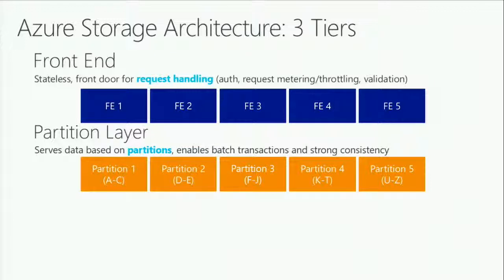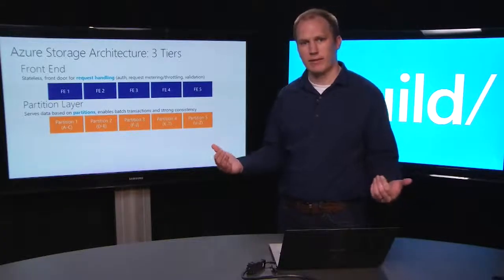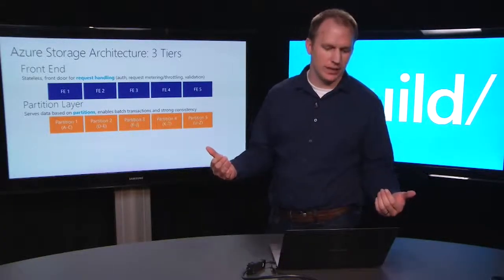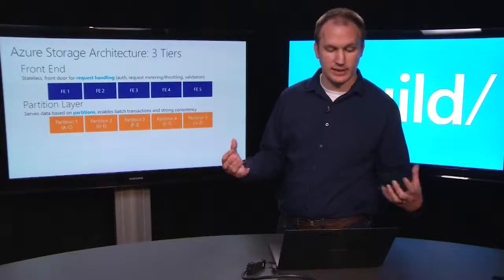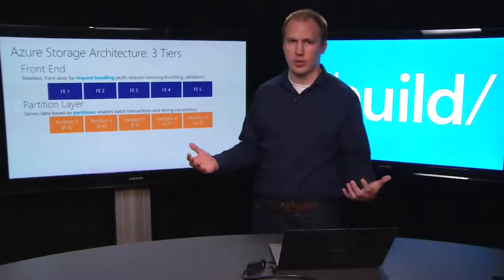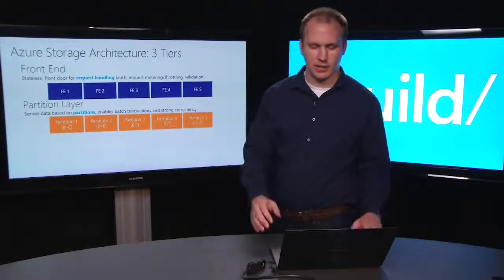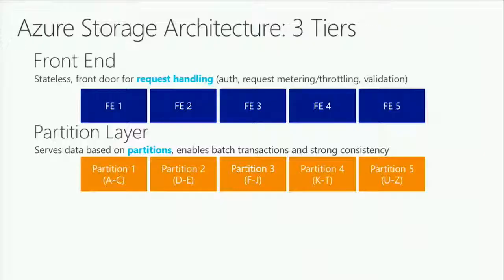Beneath that, we have what's called the partition layer. This is what really serves the request. This is what does all the heavy lifting of processing the request, determining what data it's for, and then fetching that data from the data layer. The existence of this layer is what enables strong consistency and batch transactions. We'll be spending a lot of time on this today.